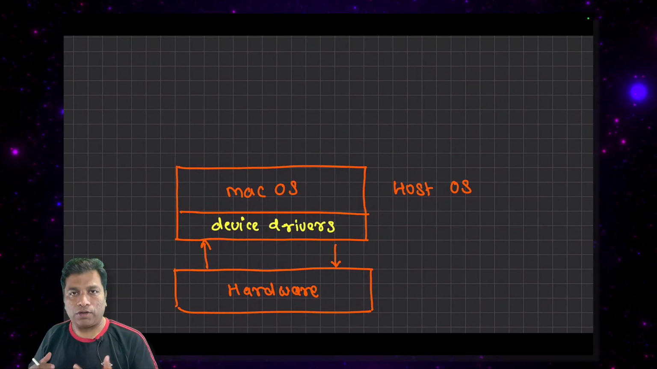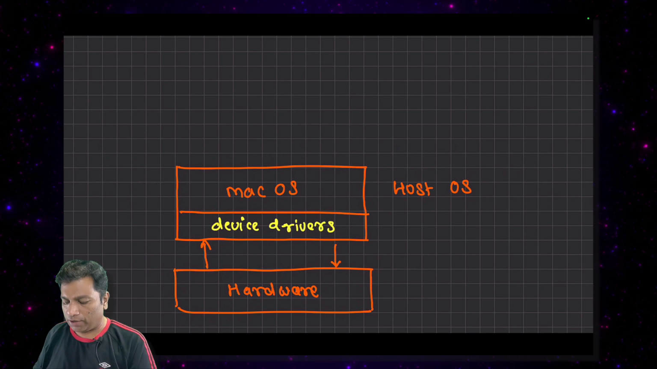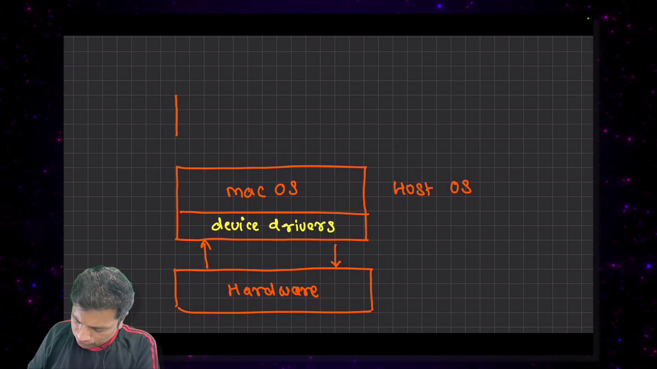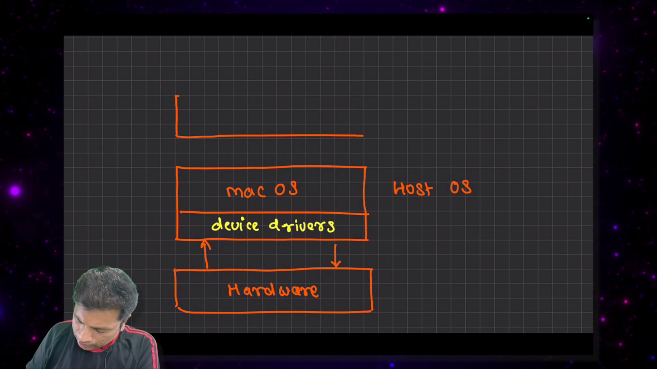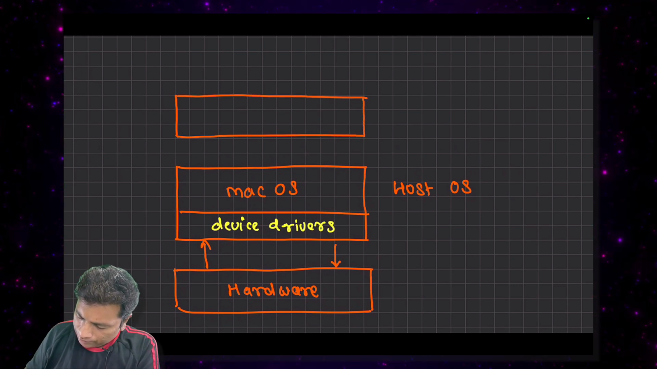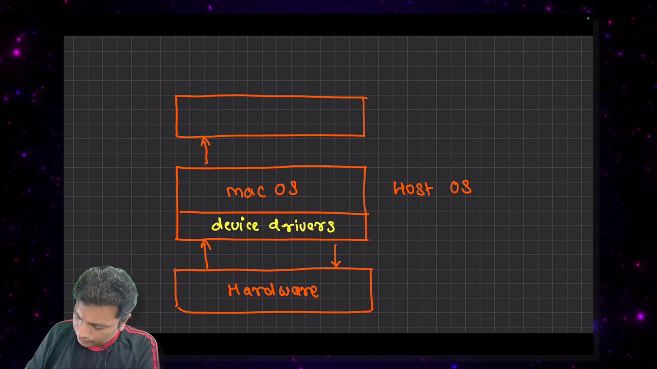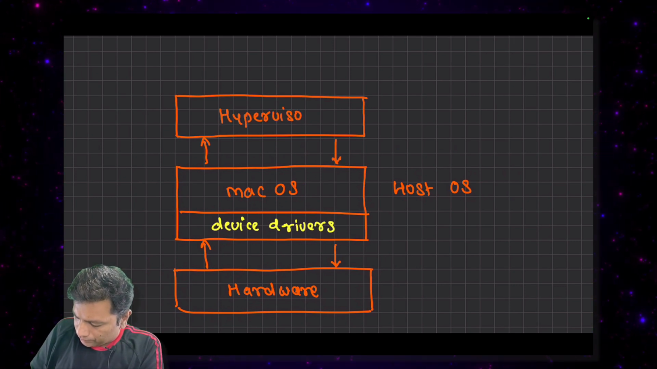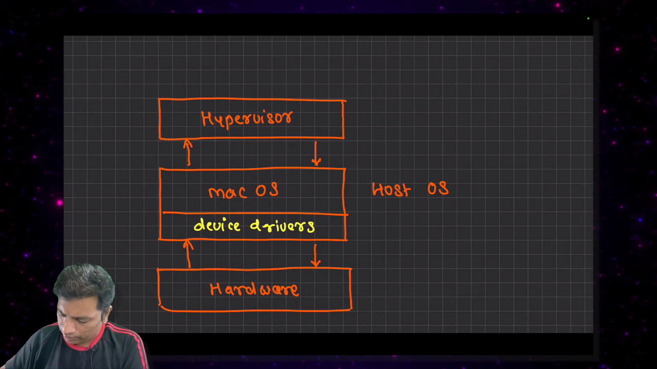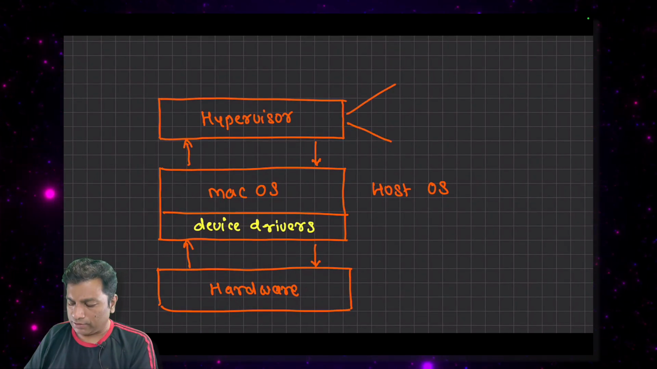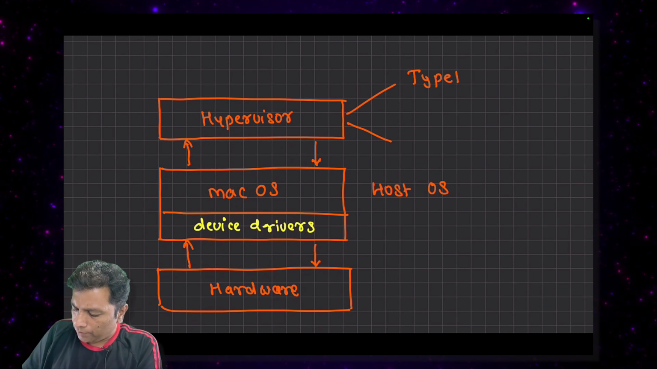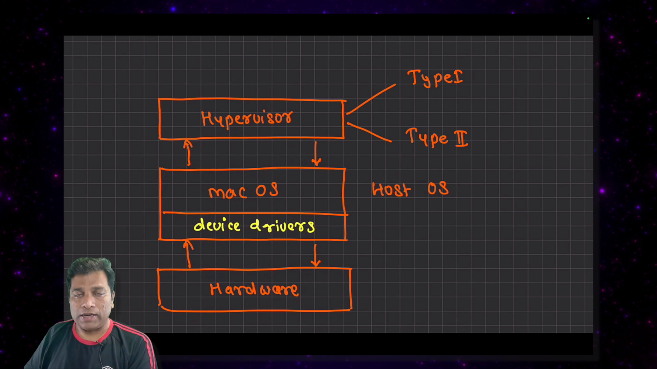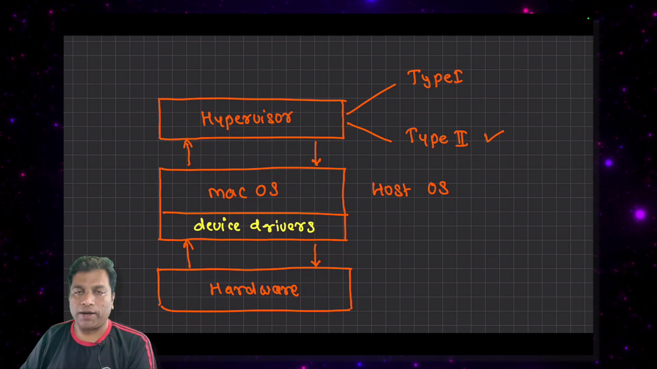Now if I want to install multiple operating systems on this machine, instead of installing them natively, I could install one more component on top of this, which is known as the hypervisor, and this is what we are calling here a provider. So this is something called a hypervisor. Generally, hypervisors come in two flavors. There is type 1 hypervisor and another one is type 2 hypervisor. In case of Vagrant, we are using a type 2 hypervisor.